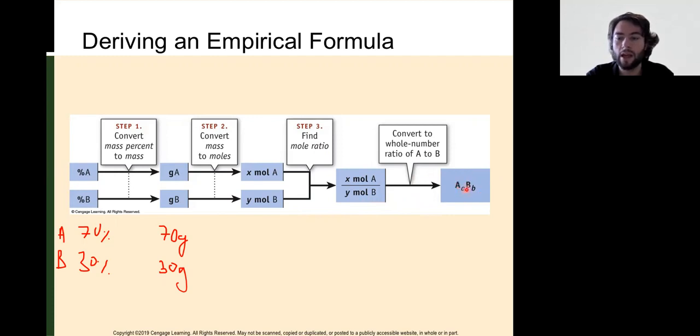So we would have A to the a and B to the b, where this could be 2, could be 3, could be 1. It'll be an integer. All compositions that you're given should eventually lead to a whole number ratio of the elements. If it doesn't, then there might have been a mistake somewhere along the way. So just check your working, because in all empirical formulas, you will have a whole number to a whole number.